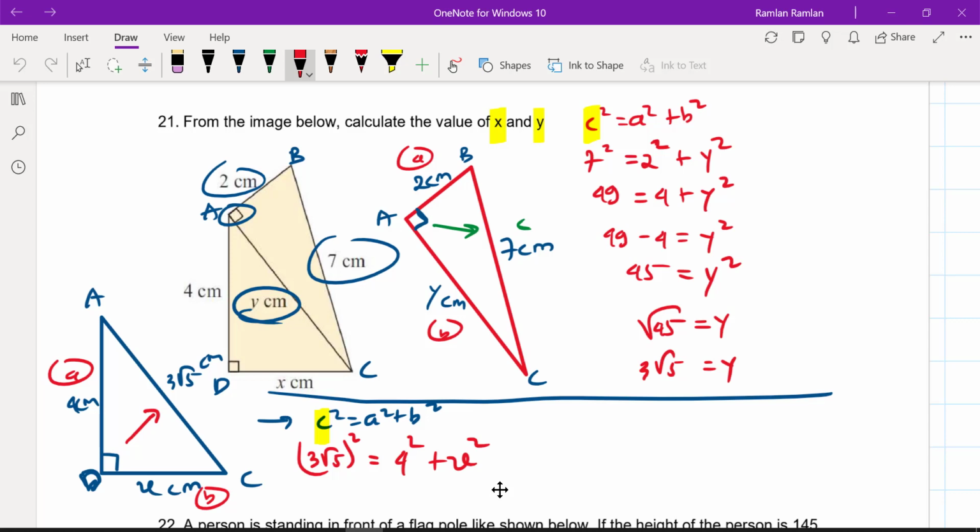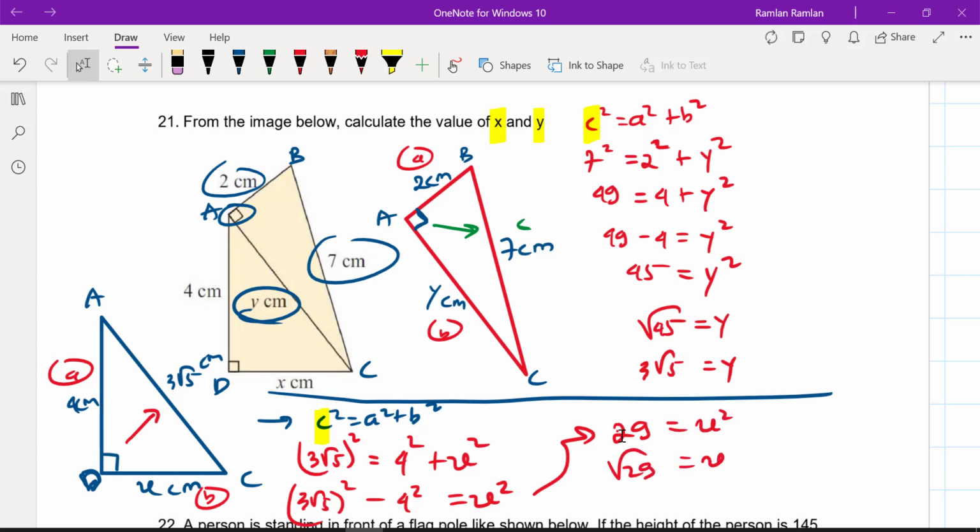Okay, now we need to subtract both sides by 4 squared. So I'm going to write down (3 square root of 5) squared, minus 4 squared, equals x squared. Just put all of this into the calculator and you will get 29 equals x squared, and then take the square root of both sides: square root of 29 equals x. So you have the value of x and y.